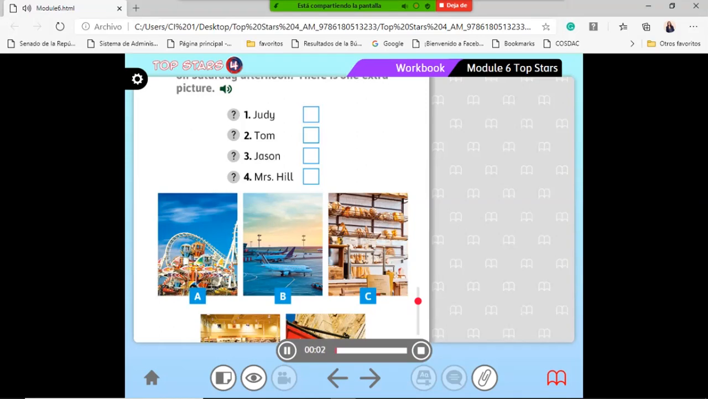Workbook, Module 6, Top Stars. 4. Listen and match. Where was each speaker on Saturday afternoon? There is one extra picture.